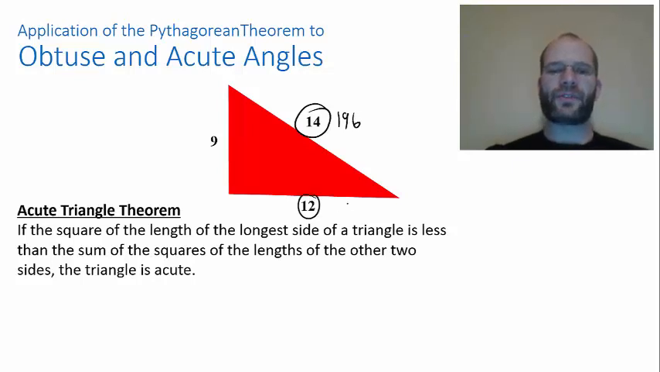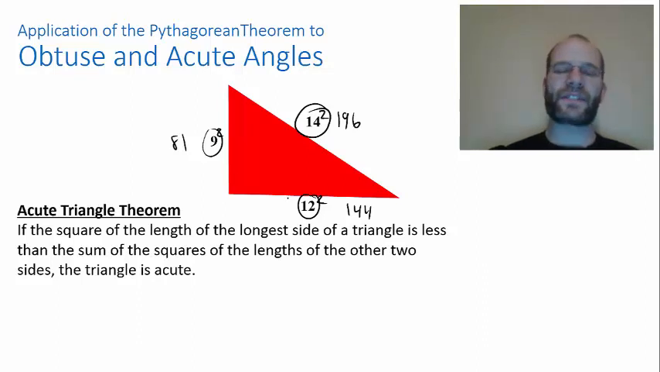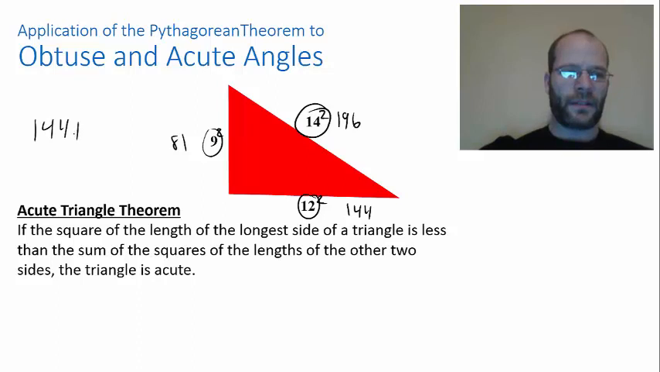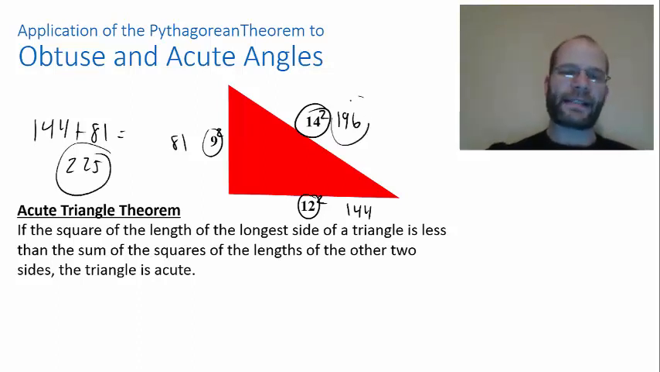12 squared is equal to 144, and 9 squared is equal to 81. The next step is to add the squares of the two shorter sides. So we have 144 plus 81, 225. And so we ask the question, how does 225 compare to 196?